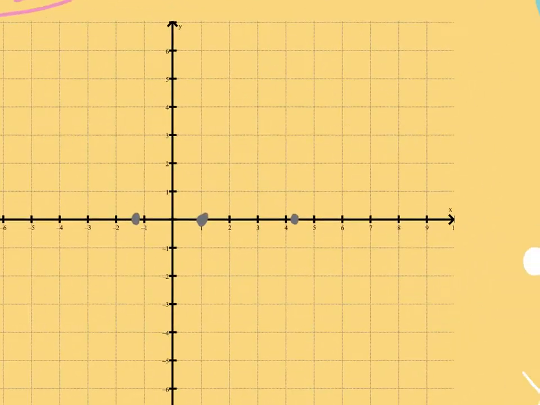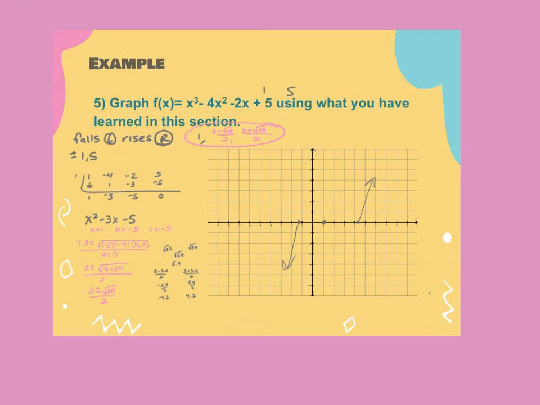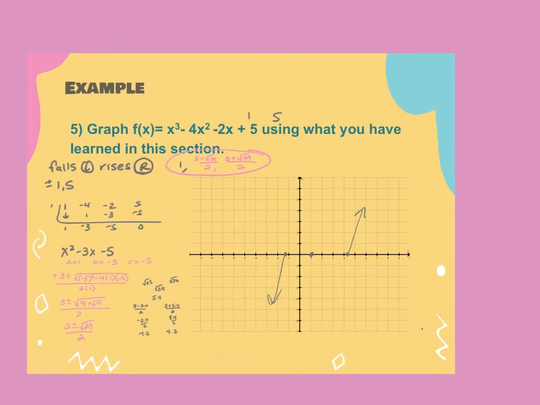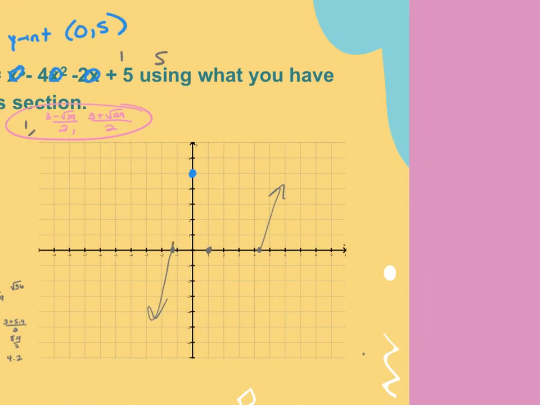We said it falls left, it rises right. It's going to cross through that y-axis, so the last thing I want to do is find my y-intercept. Plug 0 in, and I get 0, 5. Remember, it crosses through each of these. So it crosses through, it hits the 5, it comes back, it crosses through. I need to know how low to put that point in between the 1 and the 4.2.